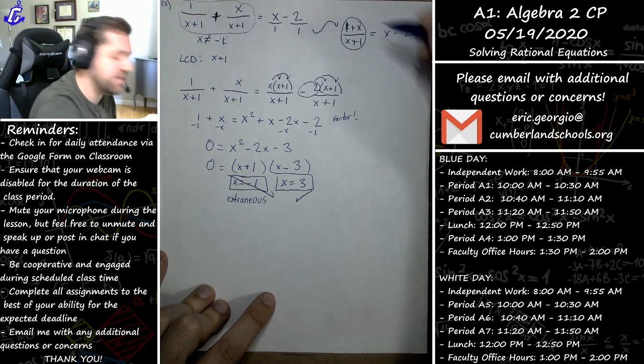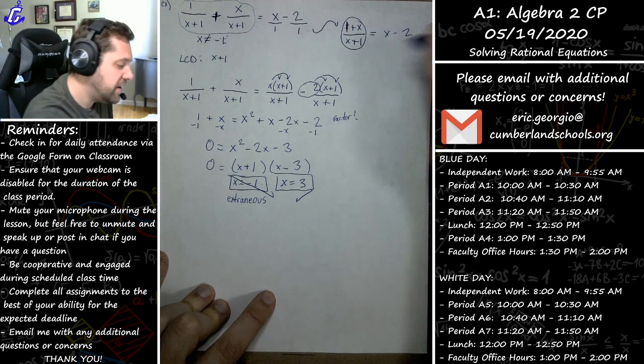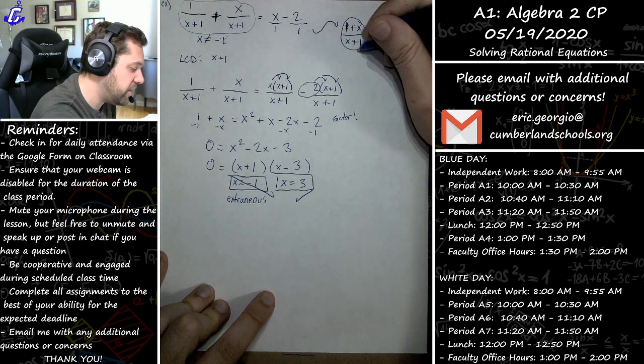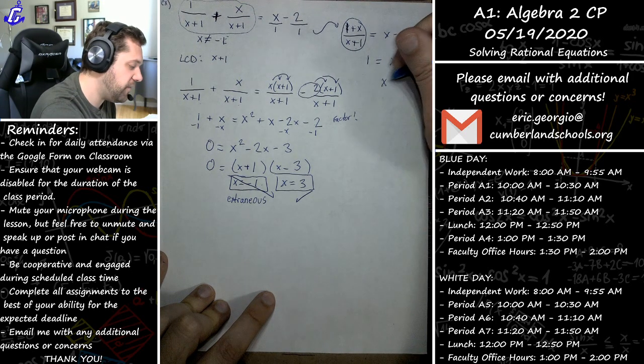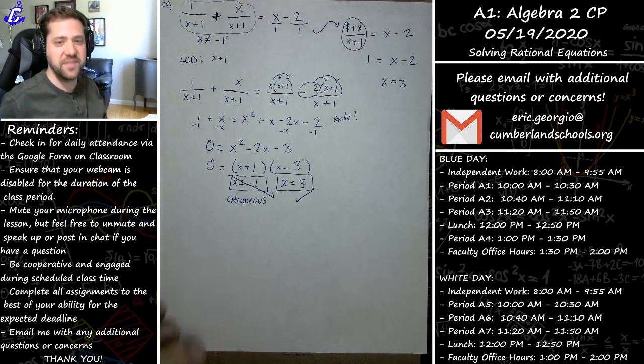Well, this is the same thing divided by itself. So you could have said, well, any number divided by itself is just 1. Instead of that, 1 equals x minus 2, and therefore x equals 3. And you could have solved that problem in 2 seconds.